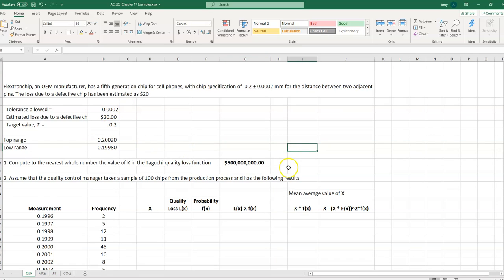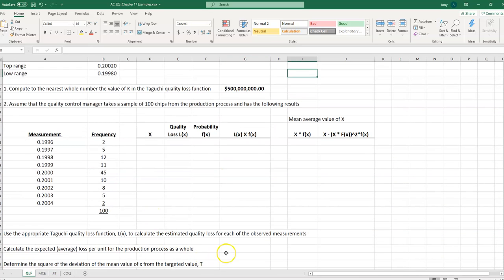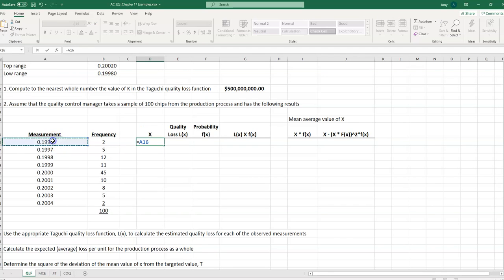What we're trying to do is figure out what the estimated quality loss for each of the observed measurements is, and then calculate the expected or average loss per unit from the production process as a whole. So what is our average loss per unit for these 100 samples based on the probability of these measurements happening? X is our measurement.